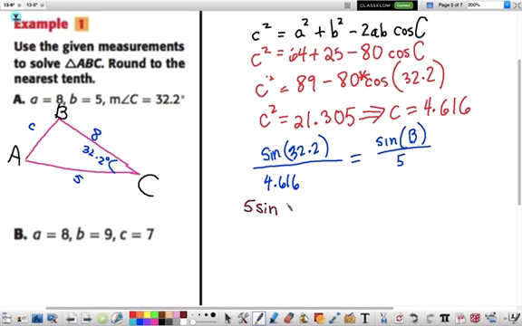5 sine 32.2 divided by 4.616. What am I going to do to that number? I heard it. I'm going to do sine inverse to it. And then what is that going to give me? You got it. Measure of angle B. Notice how I didn't round so things would be more accurate. So if I enter this into my calculator, it's going to be super accurate. So let's enter that in.